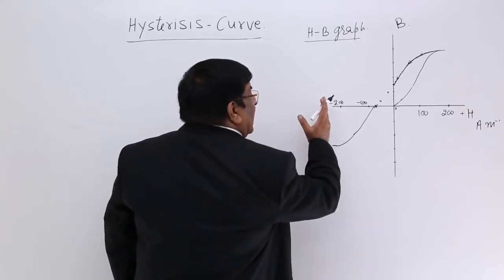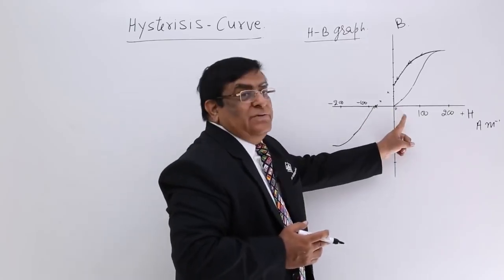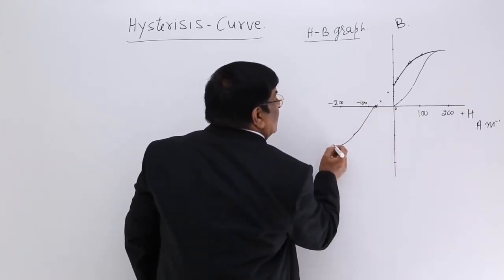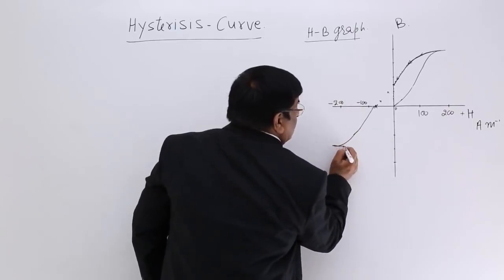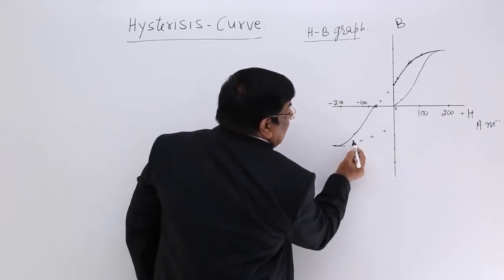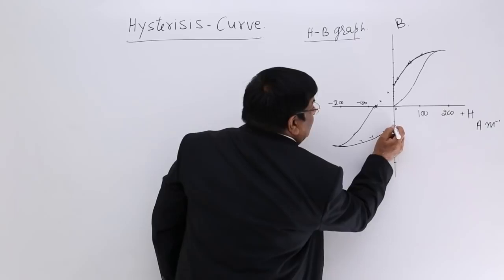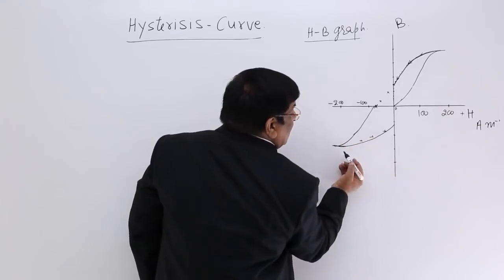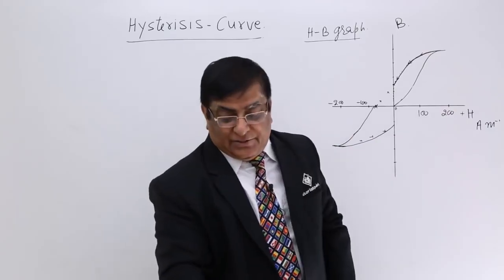Now what happens? Again we stop increasing the H in this direction and we make it 0 again. When we again make it 0, then B also decreases. We are reducing H, so B also decreases. This way H is decreasing, B is also decreasing, and this way H becomes 0. When H becomes 0, we find that B has decreased a lot, but it has not become 0. Still it is retained in this direction.